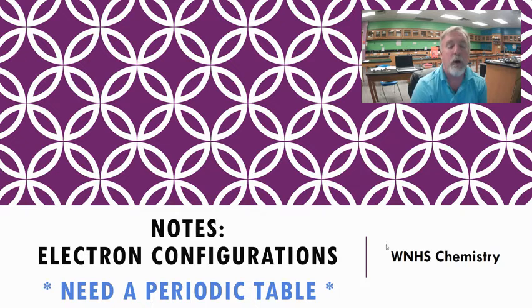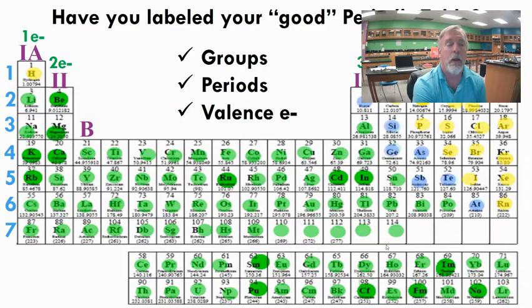Today we're going to cover electron configurations and how you can read them from the periodic table. So you're definitely going to need your full-blown periodic table to do today's lesson. Please get that out if you don't already have it out. And hopefully you have labeled your good periodic table. You've written down the groups there at the top, right?